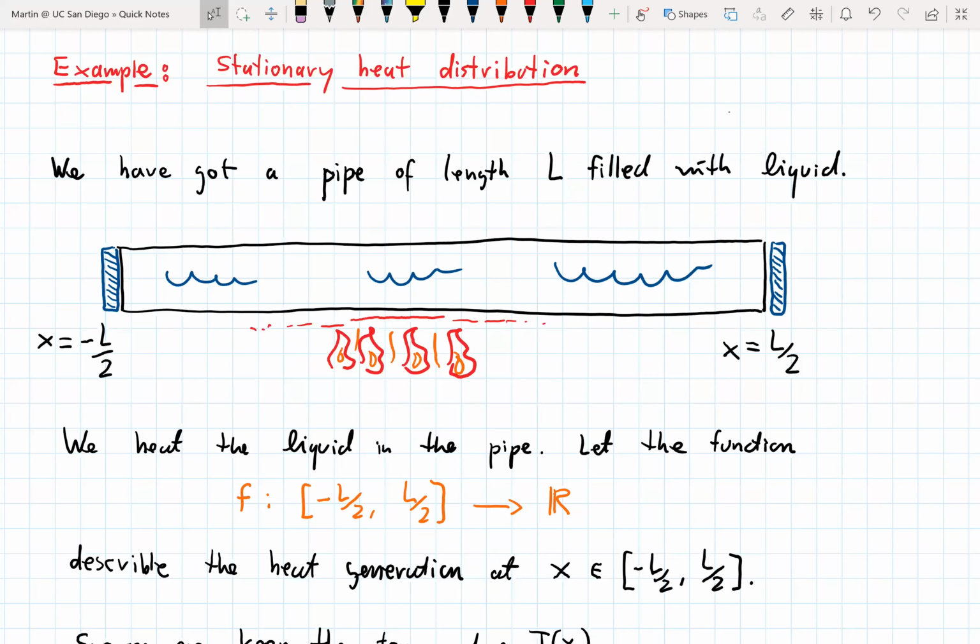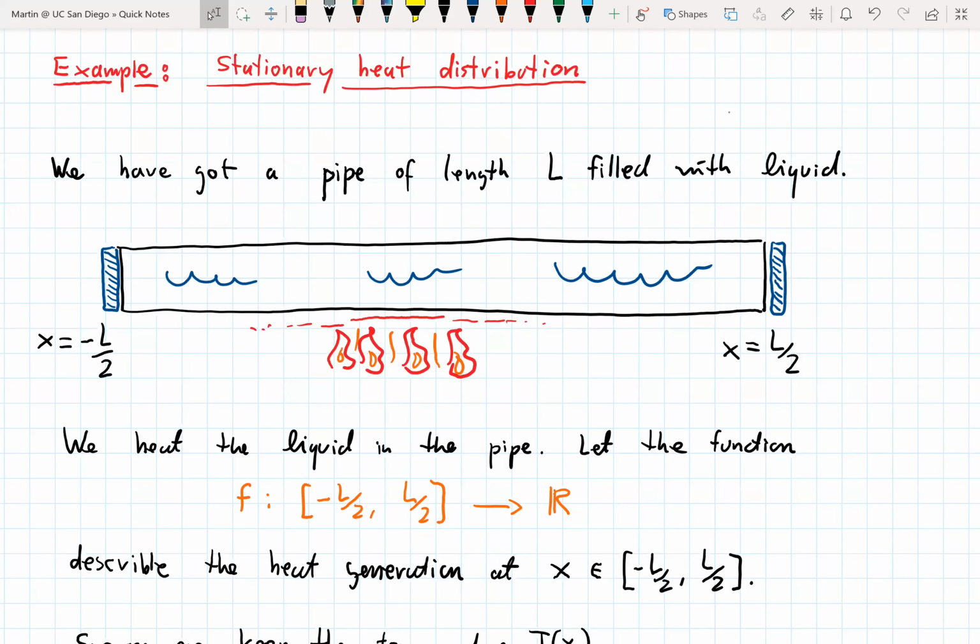What we will observe over some time is that the heat distribution within the pipe will be stationary, but it will also be non-uniform. So at different positions in the pipe, you've got different temperature. And eventually, after an hour or two, the temperature distribution will be stationary and will not change anymore. I mean, the cooling devices might have to do quite some work to keep the temperature conditions static. But eventually, if everything works out, you've got a stationary heat distribution. We would like to describe this mathematically.